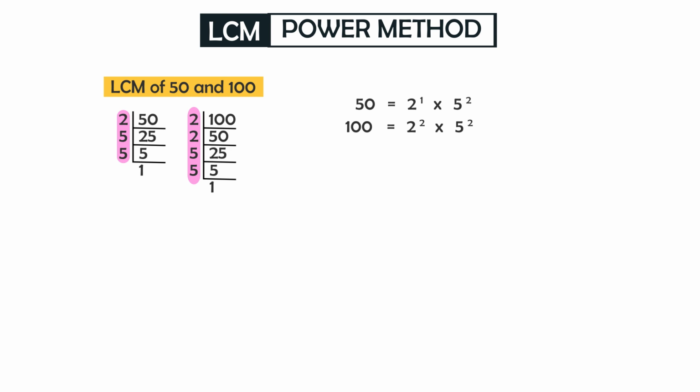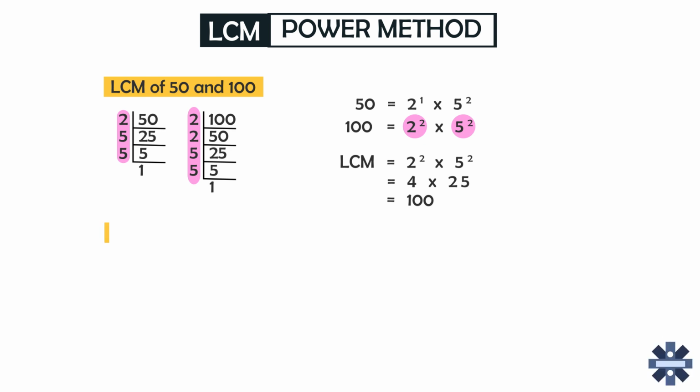Now let's take the highest powers of 2's and 5's. So it's 2 to the power 2 and 5 to the power 2. 2 to the power 2 is 4, 5 to the power 2 is 25. So 4 into 25 is 100. So LCM of 50 and 100 is 100.